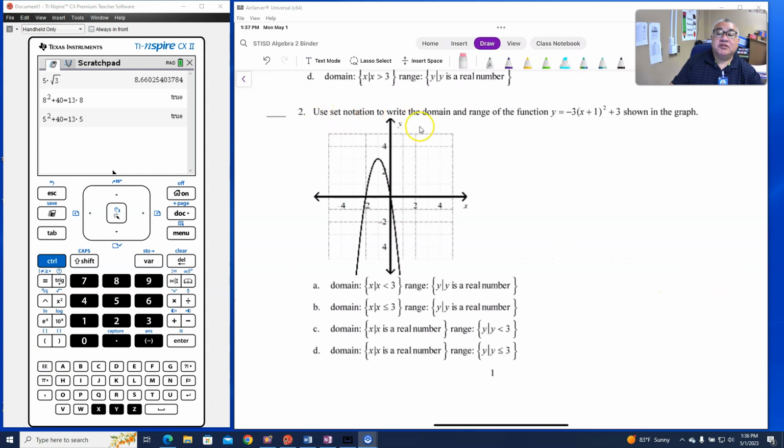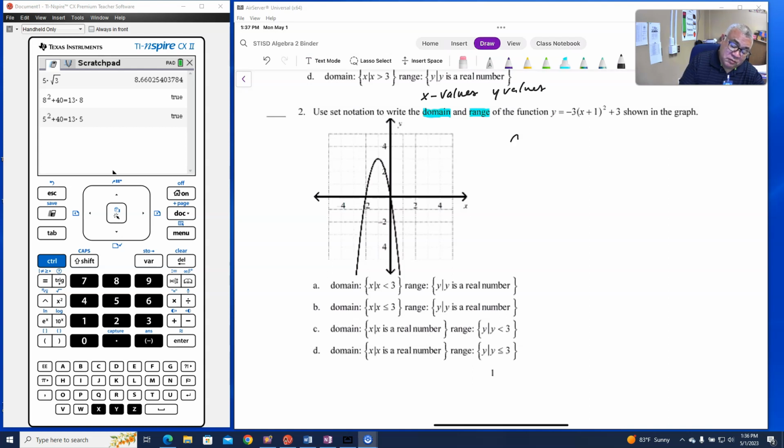Use set notation to write the domain and range of this function. And here is the function. It is a quadratic, and when I say domain, remember we talked about domain are the possible x values. And then when we talk about range, we talk about the possible y values.